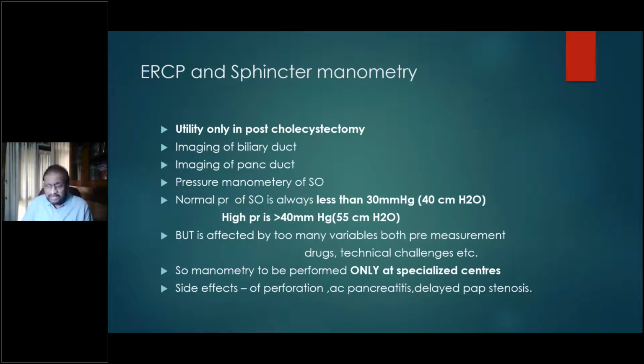But there are so many variables. The measurement is very difficult technically, and there are so many variables that you can never have an exact value of the pressure of the sphincter of Oddi. And that's why it should only be done at specialized centers who are well versed in doing this sphincter manometry. It's not a one-time thing. You don't decide, look, I'll do this manometry today, and I come up with a result and say, yes, this patient has this. No, absolutely not. Unless you've got a specialized center who have done a lot of manometries for the sphincter of Oddi, you cannot confirm that your result is absolute.